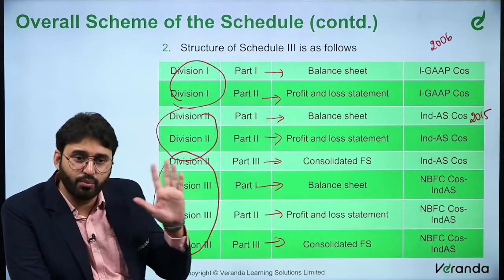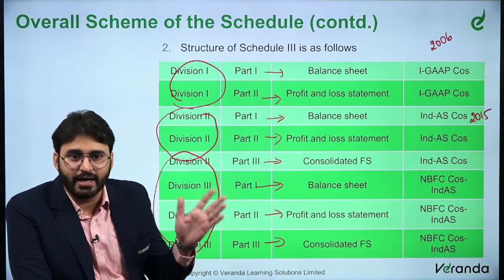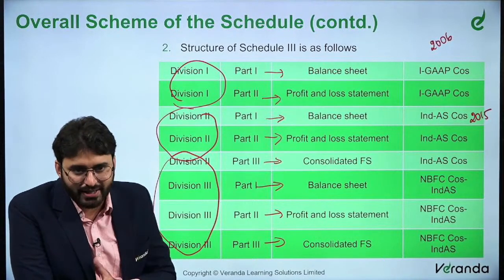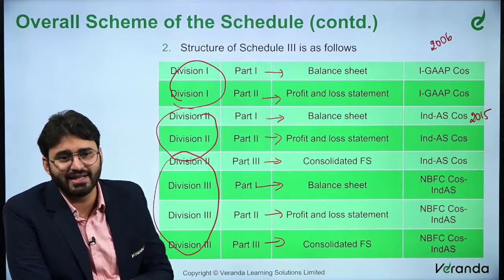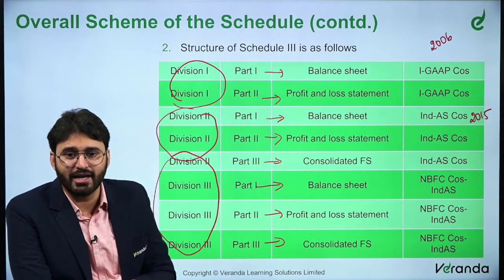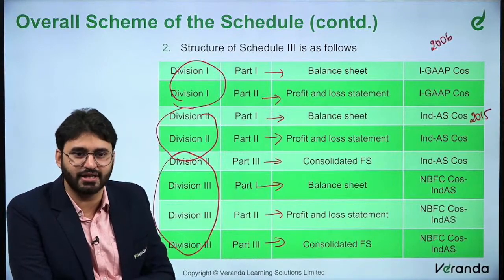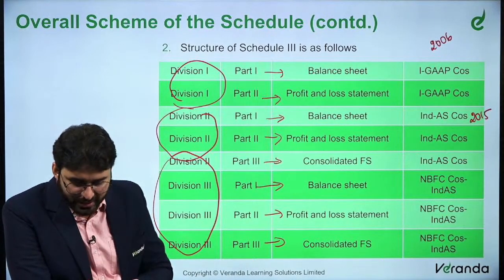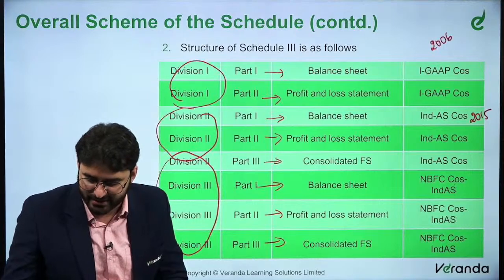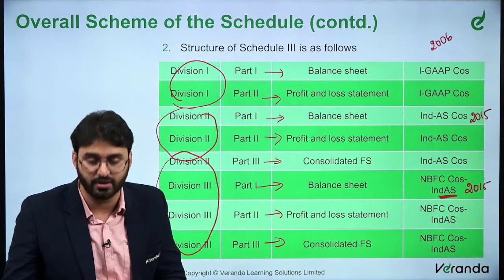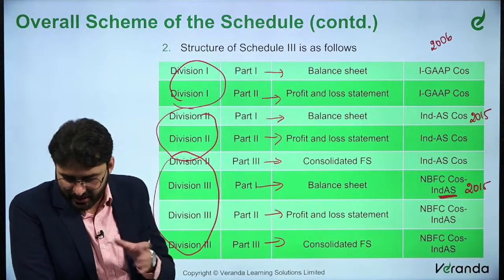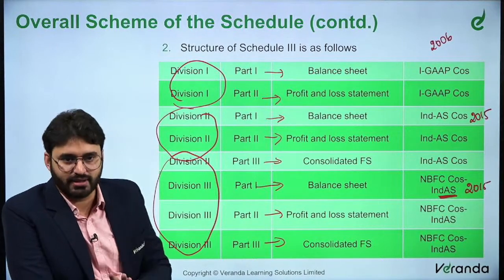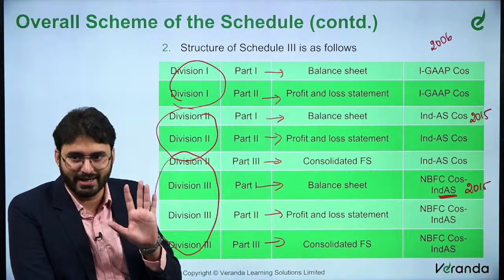Clear? So Division 1 is applicable for IGAP companies. Division 2 is applicable for Ind AS companies. Sir, what is Division 3? Not very relevant from an examination perspective, but Division 3 is applicable for NBFCs, non-banking financial companies. For them a separate format has been brought in Schedule 3. Division 3 is for NBFCs who follow Ind AS, that is the 2015 rules. So NBFCs will have to prepare their financials as per Division 3, Part 1, Part 2 and Part 3. I hope this is clear. This is just for your understanding.